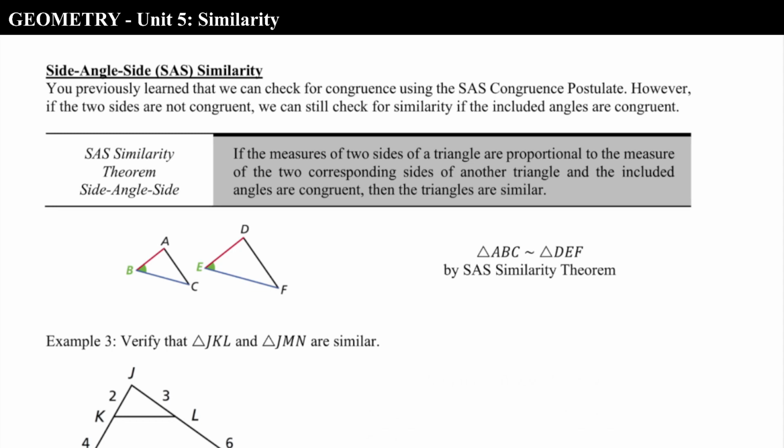Our next one is side angle side similarity. So we have previously learned that you can check for congruence using the SAS congruence postulate, the side angle side congruence. However, if two sides are not congruent, we can still check for similarity if the included angles are congruent. So if the measures of two sides of a triangle are proportional to the measure of the two corresponding sides of another triangle and the included angles are congruent, then the triangles are similar. So here, triangle ABC is similar to DEF because you have sides that are similar and the angle in between is congruent.